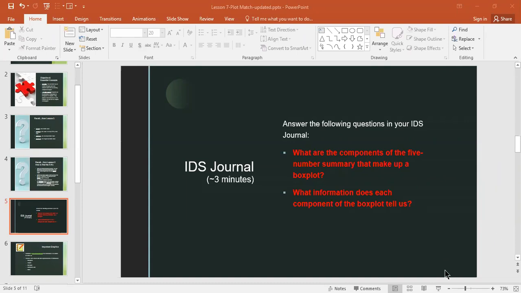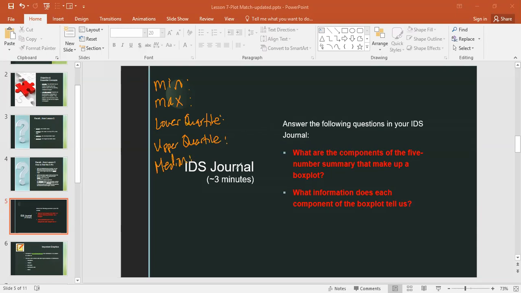So I said the minimum and the maximum values, and then the lower and upper quartiles, as well as the median. Okay, so we have the min and the max, and we have the lower quartile, the upper quartile, and then we had the median, right?